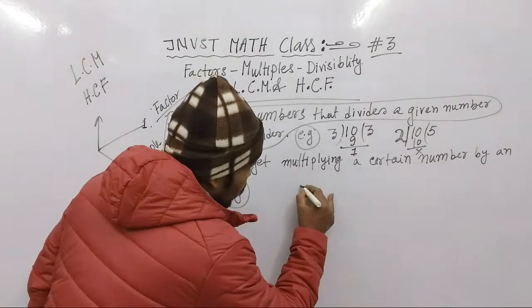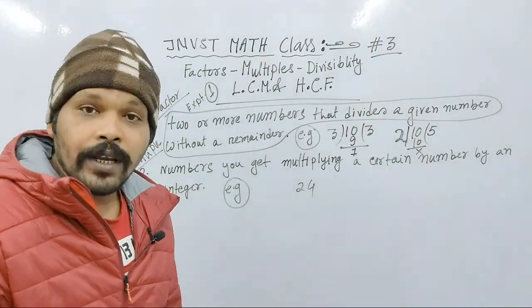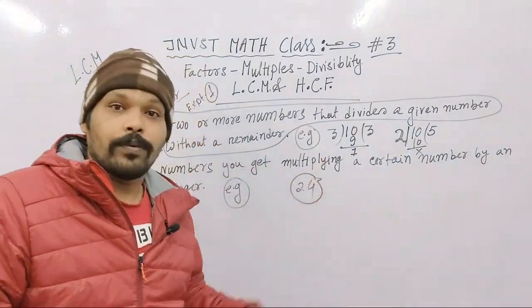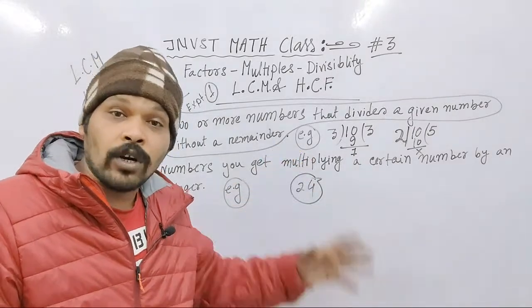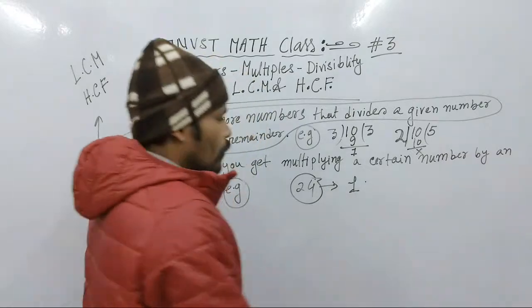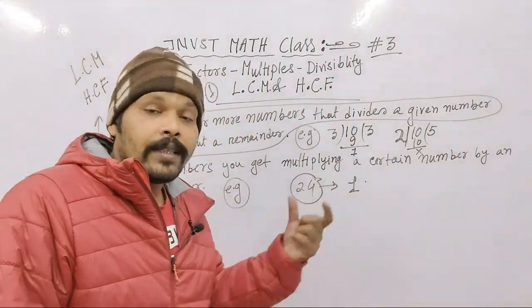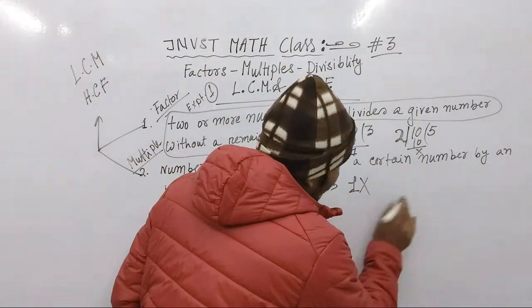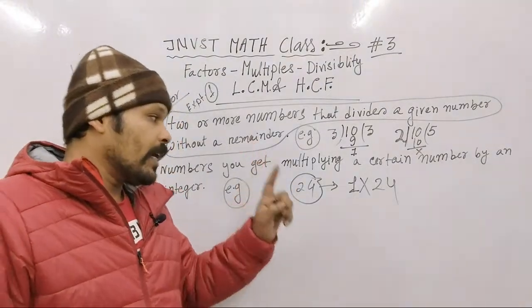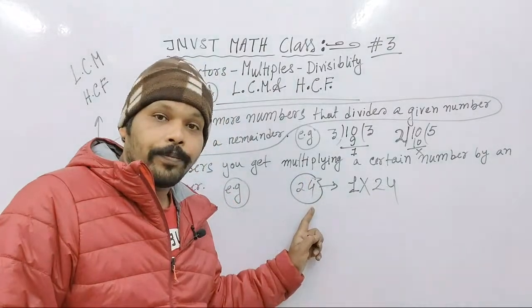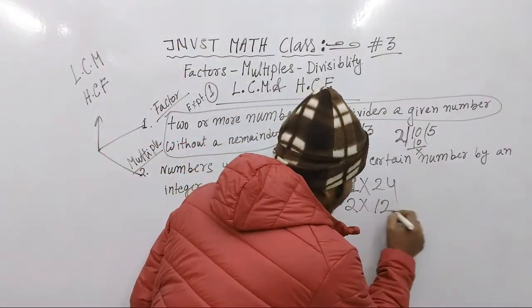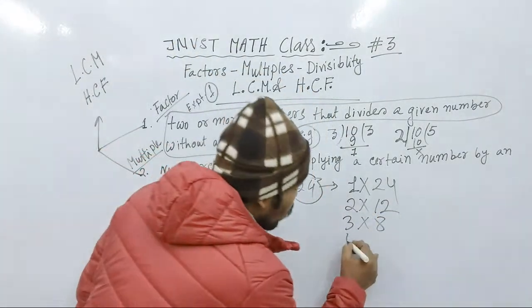Now just see 24. 24 is a number, and now we have to see by how many numbers we can divide 24. Those numbers are the factors of 24. We can divide 24 by 1, and the answer is 24. That means 1 into 24 equals 24, so we can divide 24 by 1 and also by 24. By 2, the answer is 12. Then 3, 8, and 4, 6.